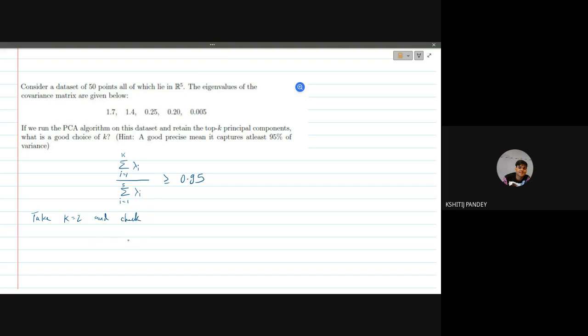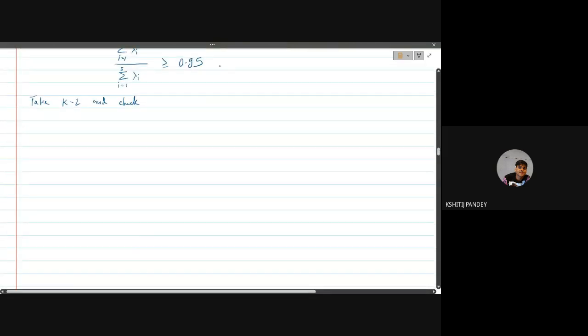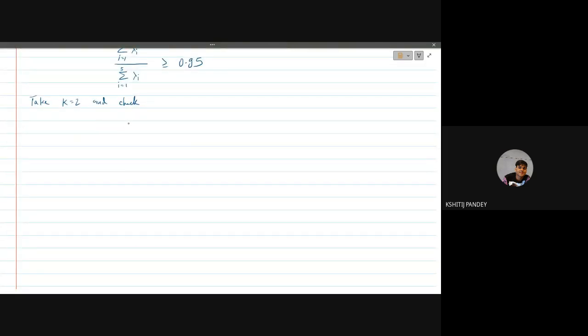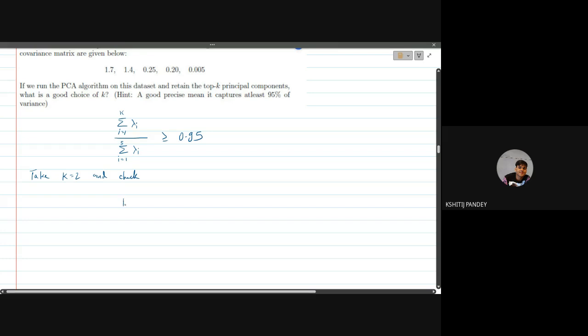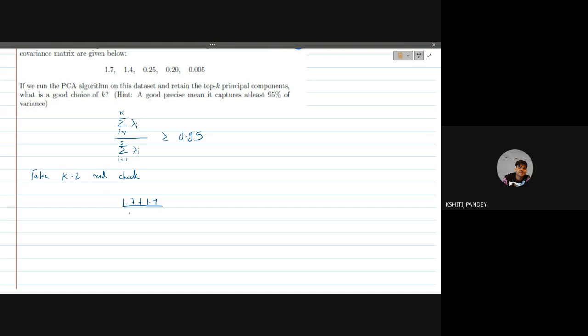Okay, so now here it is 1.7 plus 1.4. Wait a second, my pen. Let me move this up. Okay, so this is equal to 1.7 plus 1.4 divided by the sum of all, that is 1.7 plus 1.4 plus 0.25 plus 0.2 plus 0.05. Could you guys tell me what is this sum?